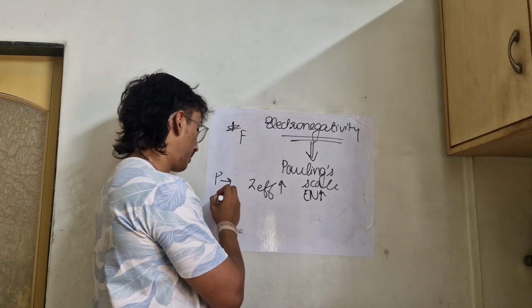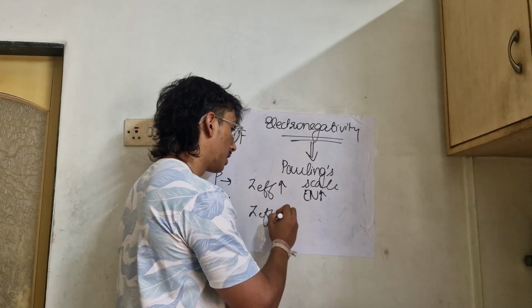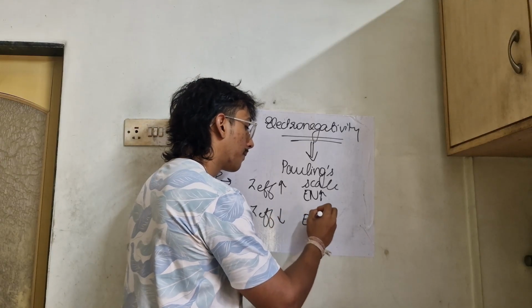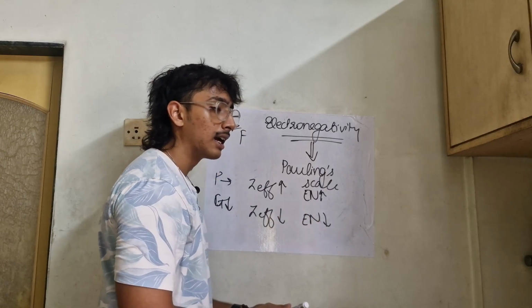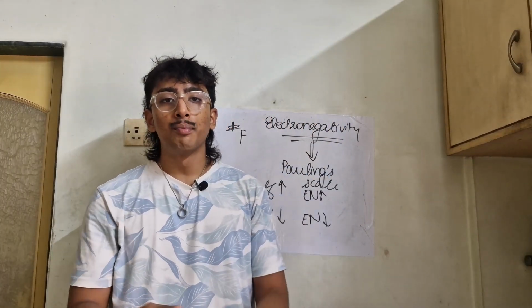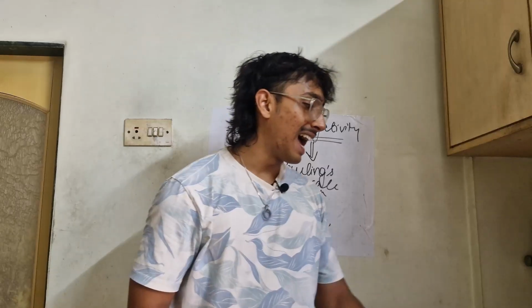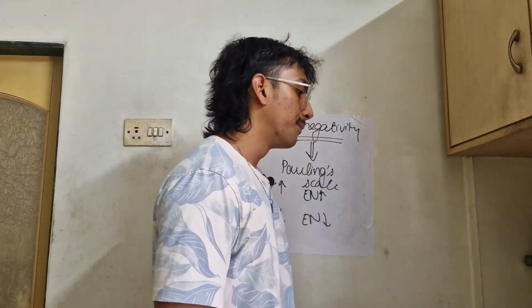Down the group, this decreases. We obtain a decrease with electronegativity as well. So simple thing with electronegativity, the smaller the atom, the more electronegative; the more nuclear charge it possesses, the more electronegative as well.